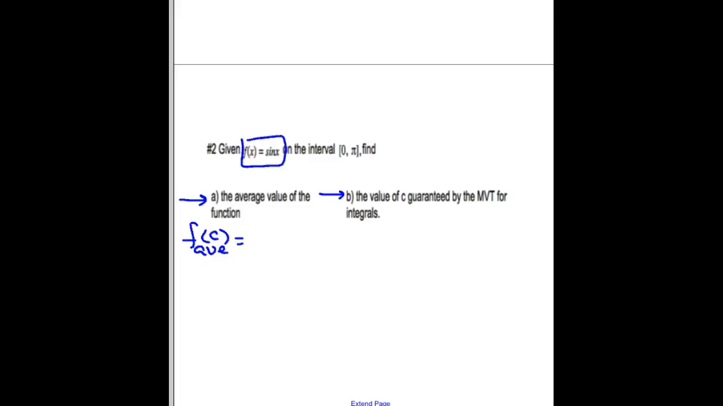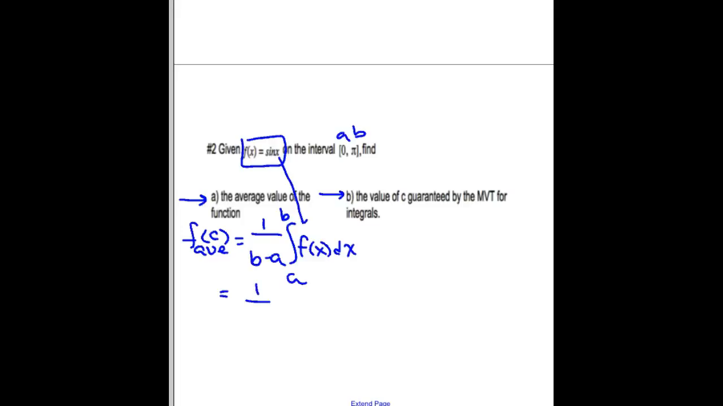And we said that formulaically it was 1 over b minus a times the integral from a to b. The integrand is the function that you're finding the average of. For this one, it's going to be sine x, but I'm just going to write f of x dx. So whatever it says to find the average value of, that goes in here. If it says average velocity, velocity goes in here. Average acceleration, acceleration goes in there.